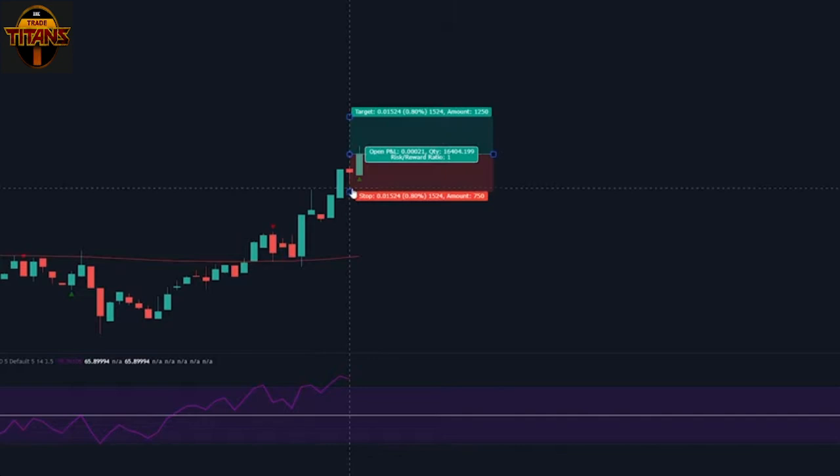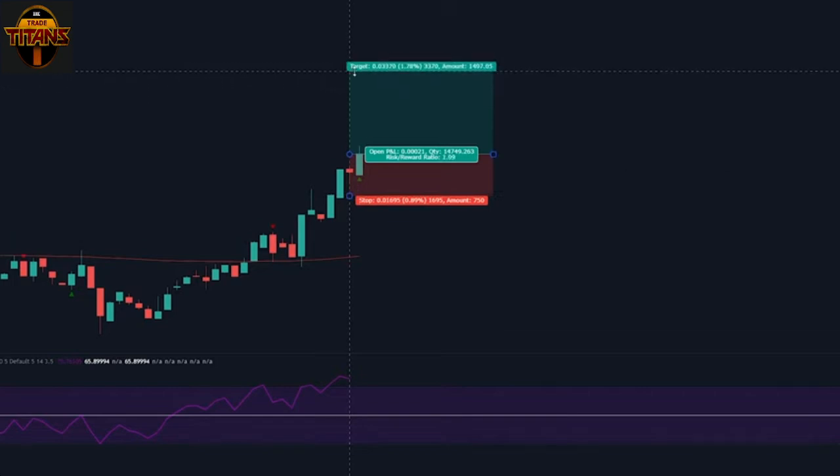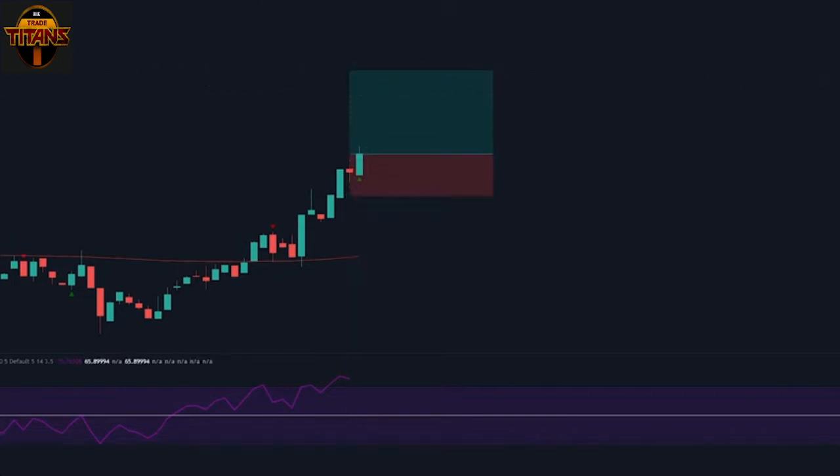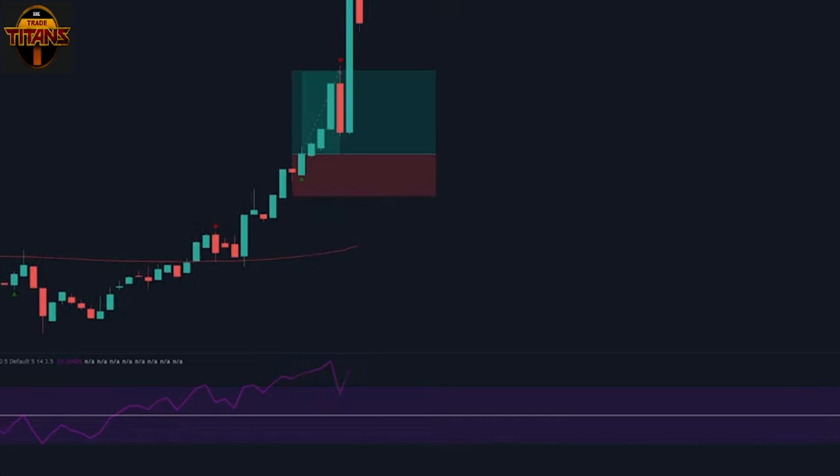For this specific strategy, we will set our stop loss 2 times the length of the entry candle. We then set our take profit to a 2-to-1 ratio. It's that simple, and boom, as you can see, the price hits our mark.